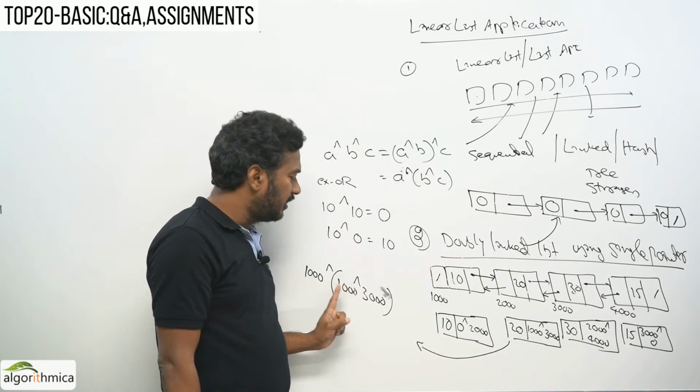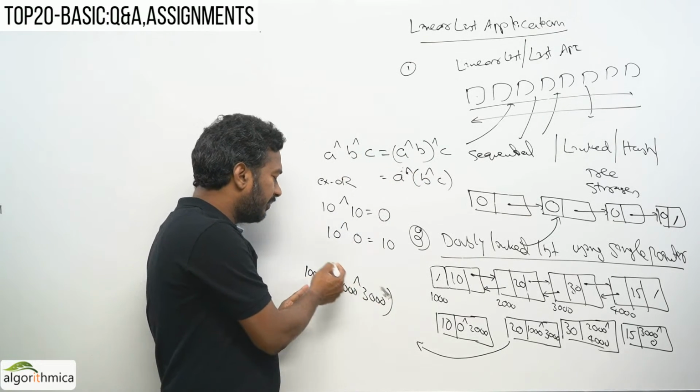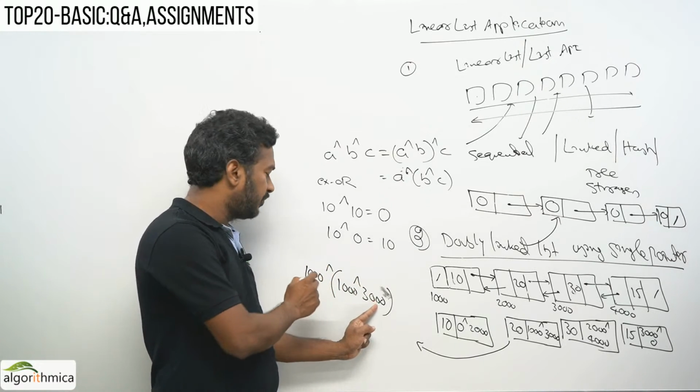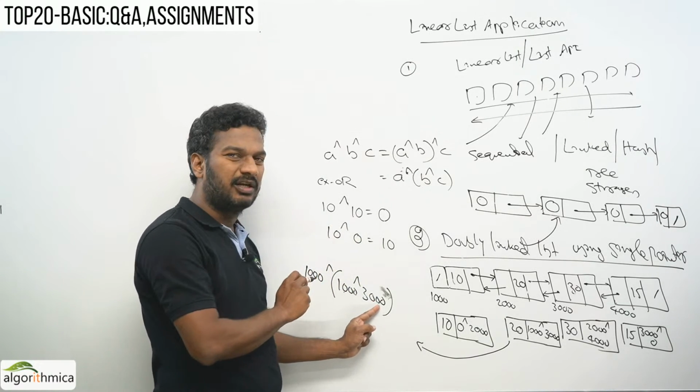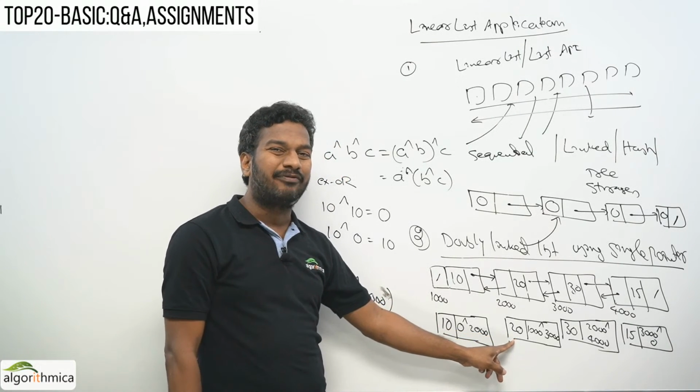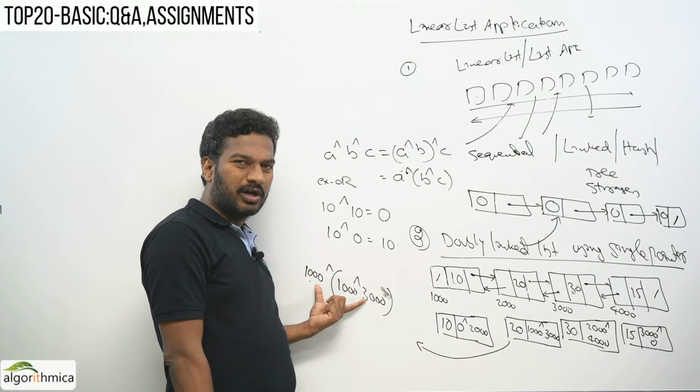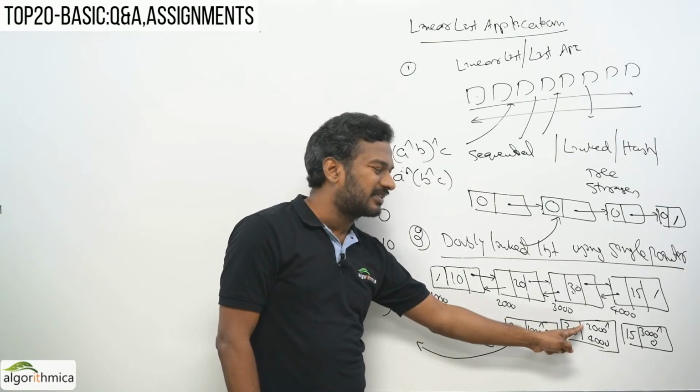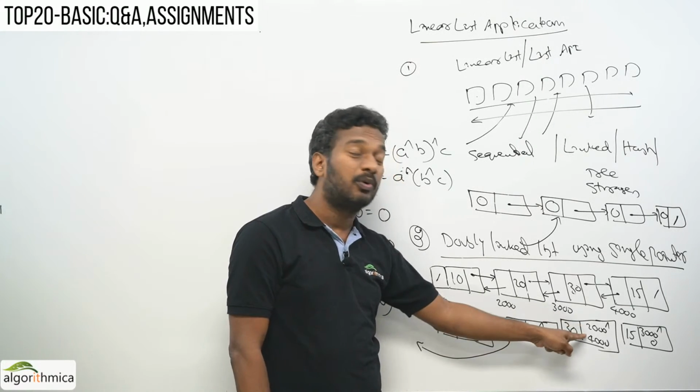So by using that, since I'm asking for these two here, let me take these two first, then with 3000. 1000 exclusive OR 1000 becomes 0 now. 0 exclusive OR 3000 is 3000. So at this node, by doing this exclusive OR operation with the previous node, I'm getting the next node address, which is 3000. I'm able to move next.